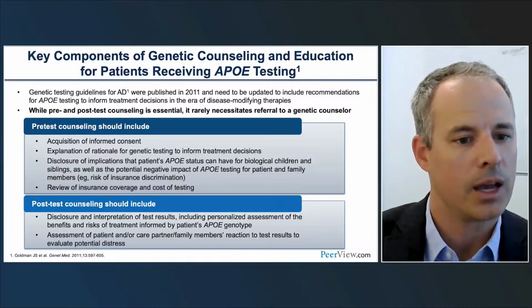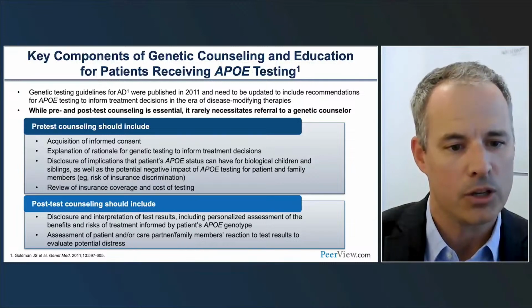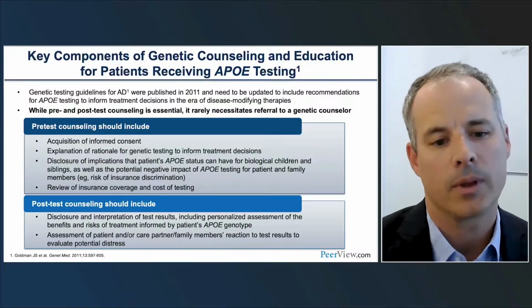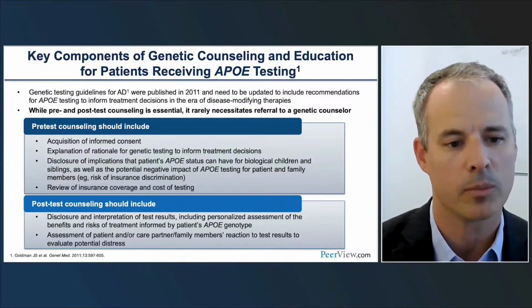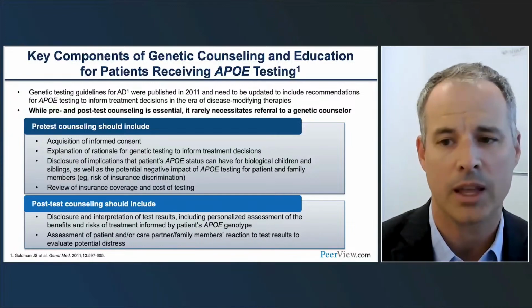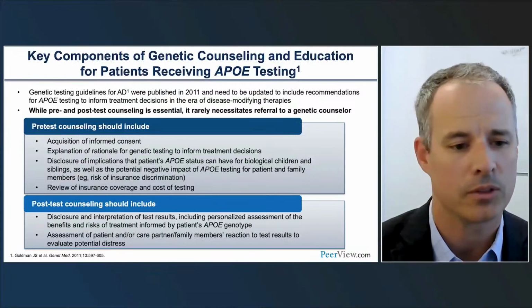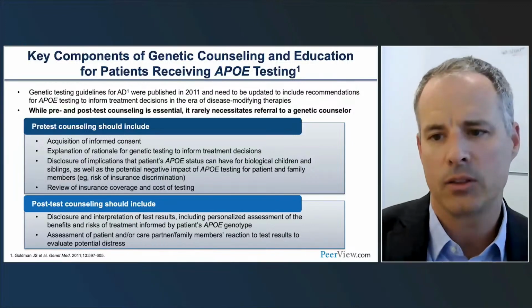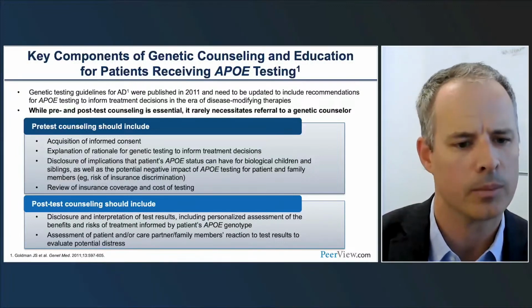In the past, the guidelines suggested that we should have informed consent, which continues to be the case, a rationale for the genetic test, disclosure of implications for patients' ApoE status, particularly understanding the impact that this can have on their biological children and their understanding of their risk of Alzheimer's disease, or siblings or other members of the family, and the potential negative effect they can have. And that's still a consideration we have to consider. And a review of insurance coverage and cost of testing, which is something that we'll talk about. The idea that we'll talk a bit more about genetic counseling and if that's necessary or required for ApoE testing sort of in this new paradigm.